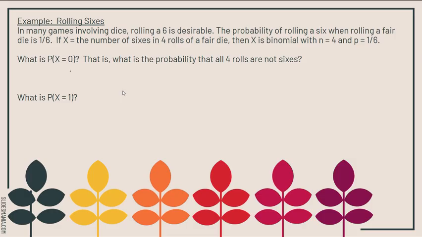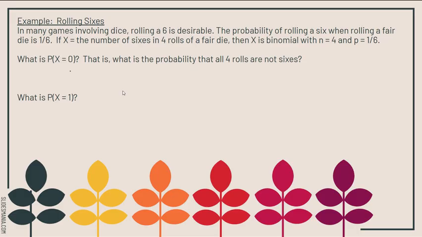Okay, the next one, it says, in many games involving dice, rolling a 6 is desirable. The probability of rolling a 6 when rolling a fair die is 1/6. If X equals the number of sixes in 4 rolls of a fair die, then X is a binomial with N equals 4 and P equals 1/6. So N is our number of trials, so it's 4 trials. P is the probability of getting a 6, which is 1 out of 6.